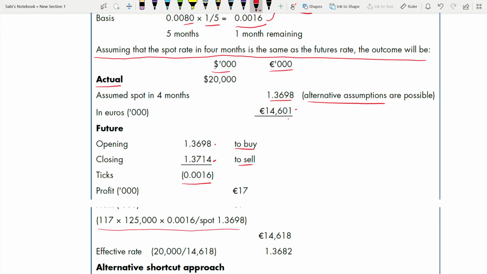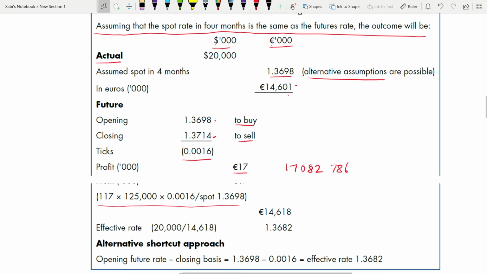So 117 is number of contracts multiplied by contract size 125,000, and then this is the profit 0.0016. The whole thing you need to divide by the spot rate because you need to convert into euros. So in euros you are having 17,082,786 maybe, right? If you are writing in millions, but they are rounding up. So that's why they are writing euro 17 only. 17 million. Okay. Next.